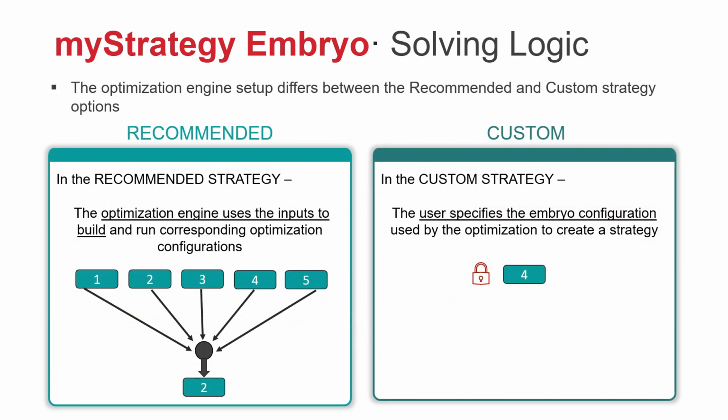The setup of the engine differs slightly between the recommended and the custom strategy options. Under the recommended pathway, the engine uses the inputs to create and run different optimization configurations that account for varying donor or purchased embryo counts. For instance, it would run separate scenarios for donor counts ranging from 1 to 5 and return the output with the highest overall net benefit. Under the custom pathway, a single configuration defined by the user is run.